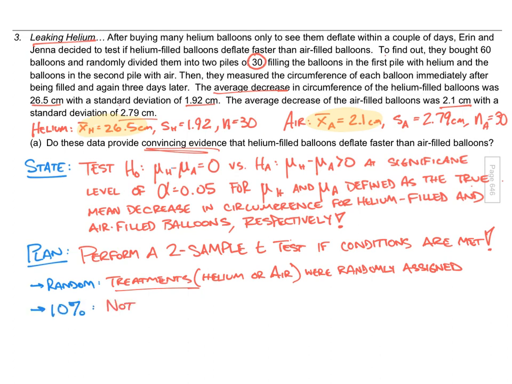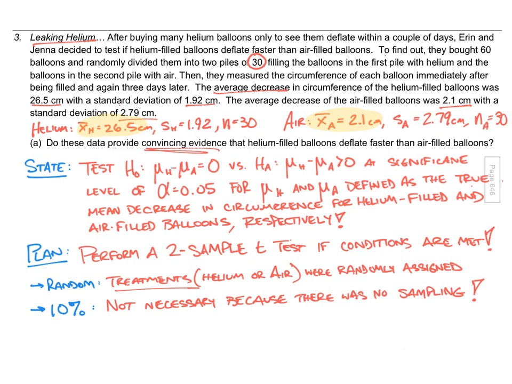10% condition is not necessary here because there was no sampling. Yes, we bought some balloons and we pulled balloons out of a bag, and you might say, well, isn't that a random sample? Yes, but we assigned treatments randomly, and that is not sampling.